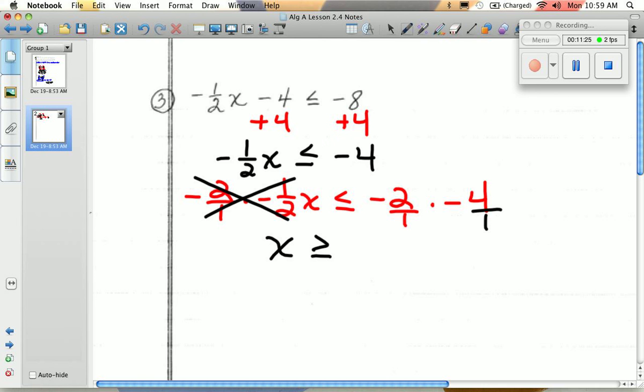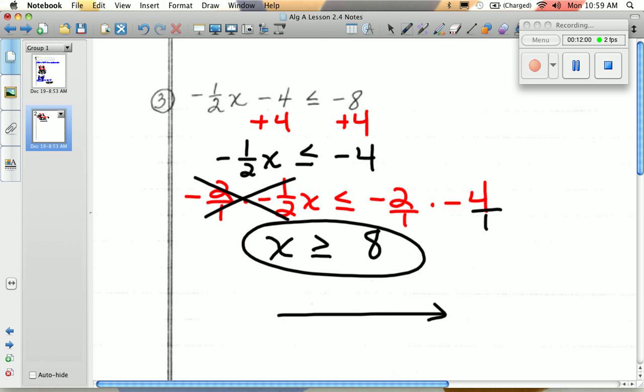I can put that negative 4 over 1. What's negative 2 over 1 times negative 4 over 1? 8. Negative times a negative is a positive. 2 times 4 is 8. And that 1 times 1 downstairs is 1. And what's 8 divided by 1? 8. Okay. So, do we like our inequality statement the way it is right now, or should we change it? Like it. We like it because the variable is on the left. Okay. So, let's go ahead and get this graphed.